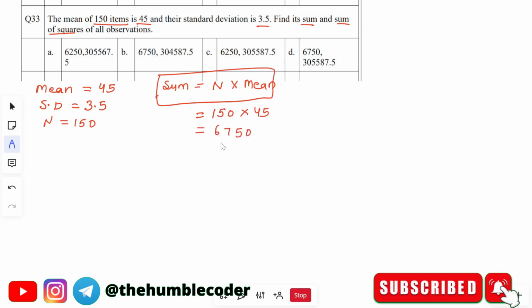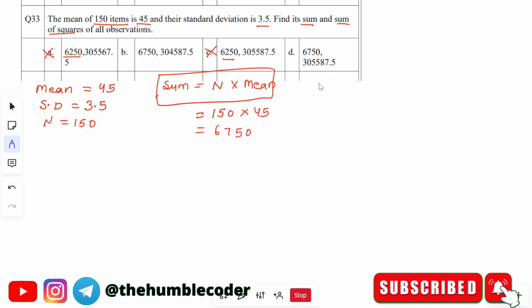6750. So see, after getting the first value, you can already eliminate the rest of the options. The first option cannot be the answer because it has the value 6250. The second option can be an answer because it has the value 6750. The third cannot be the answer because it has 6250, but the fourth can be the answer. Now we need to find the second value, and based on that we will decide the final answer.